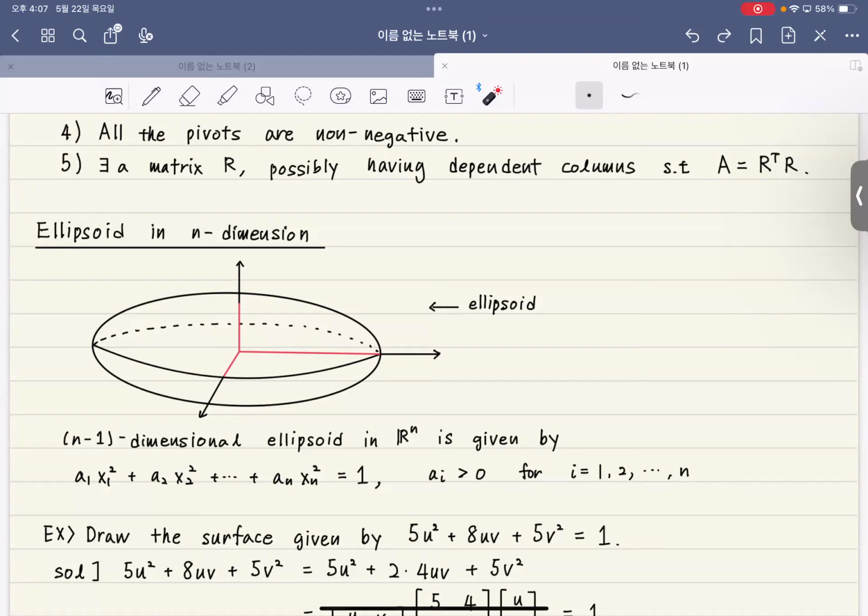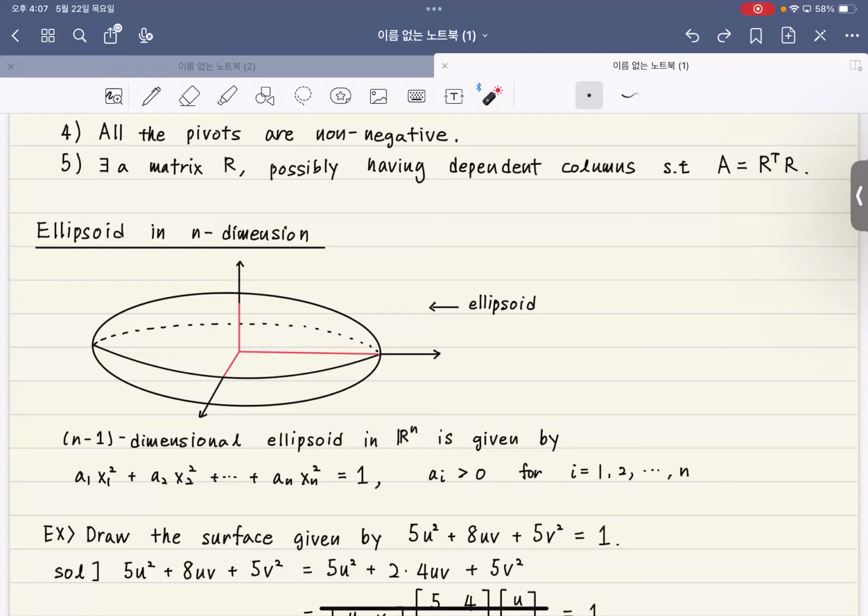So why is it 2-dimensional? Because, as a surface, it is a 2-dimensional entity. I should be saying manifold, but never mind. So this is 2-dimensional. In my book, this is a 2-dimensional ellipsoid embedded in the 3-dimensional Euclidean space. Generally speaking, an n-1-dimensional ellipsoid embedded in n-dimensional Euclidean space is given by this equation.